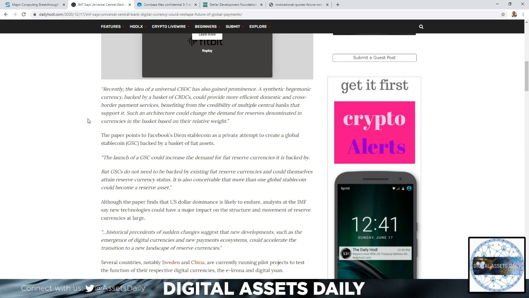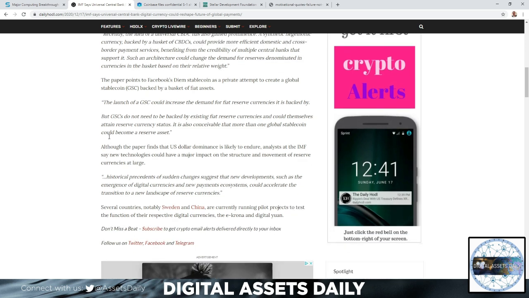Now, benefiting from the credibility of multiple central banks that supported such an architecture could change the demand for reserves denominated in currencies in the basket based on their relative weight. So the paper points to Facebook's Diem stablecoin, previously known as Libra, as a private attempt to create a global stablecoin, GSC, backed by a basket of fiat assets. And for me, it's going to be interesting to see what comes out of this, as originally the Libra stablecoin was going to be built off Stronghold, which is built off Stellar. So it's going to be interesting to see what they chose for their final destination.